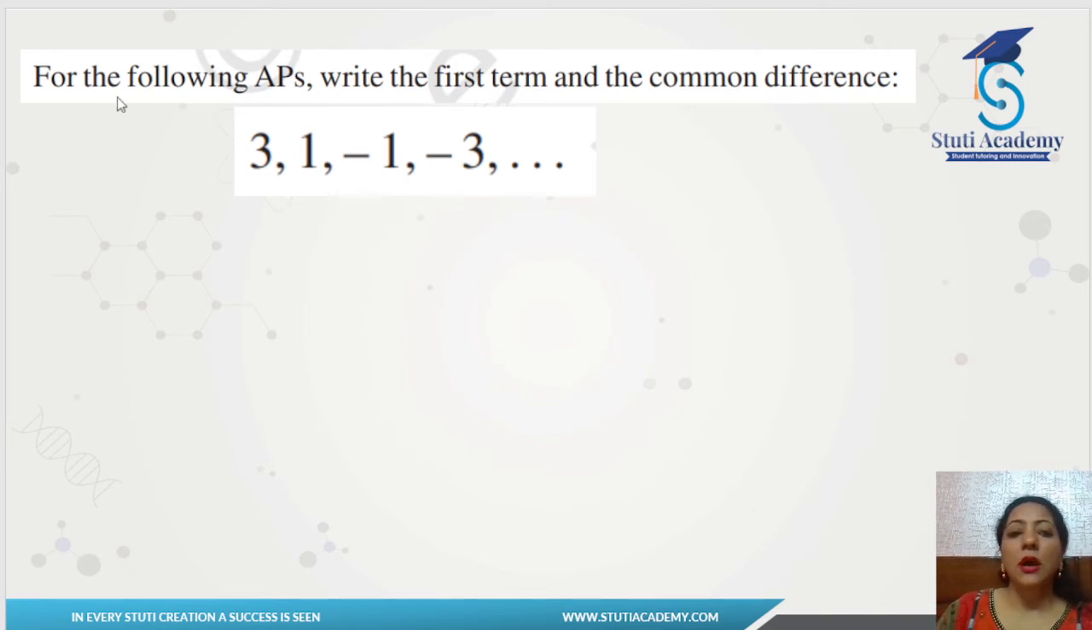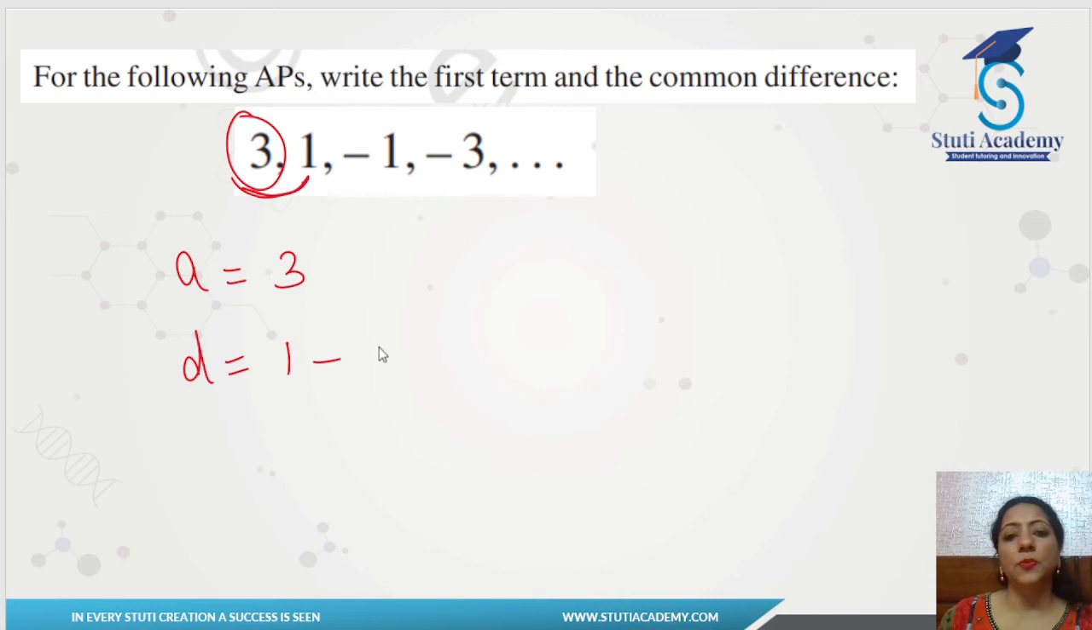Now in the next question, for the following APs, write the first term and the common difference. These are the APs which are given to us. We already know that these lists of numbers are APs. AP means arithmetic progression, that's just the short form. We have to write down the first term and the common difference. So very simple. The first term, as we can see, is 3. Let's solve for the common difference. You take any 2 consecutive terms, like you can take these 2 also. It's quite simple. From the second term, you subtract the first one. You're going to get minus 2.